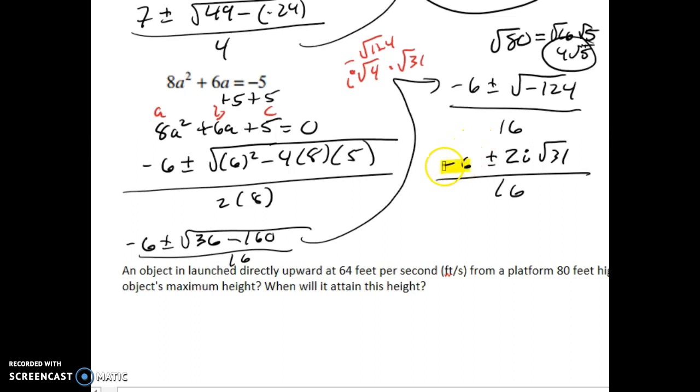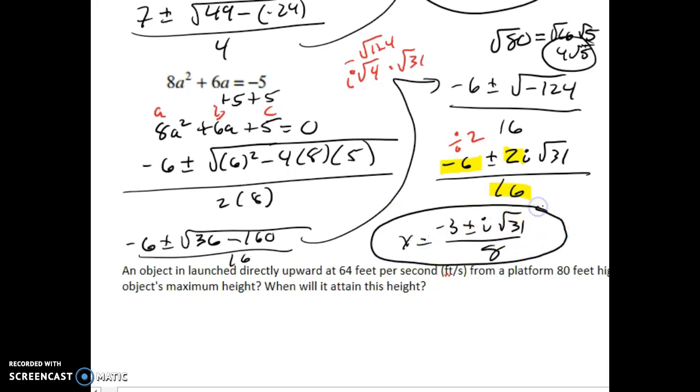Then we want to look at our numbers here. All these numbers in front, can we divide these by a number? The answer is yes. We can divide everything by 2 to reduce it, just like if I had 4 over 8 and divided it by 2 to get 2 over 4, I'm doing the same thing here. So I get negative 3 plus or minus i root 31 over 8, and that's going to be our x value there.